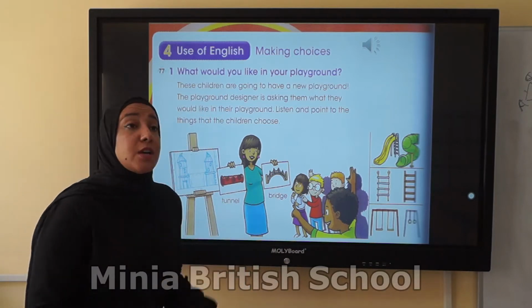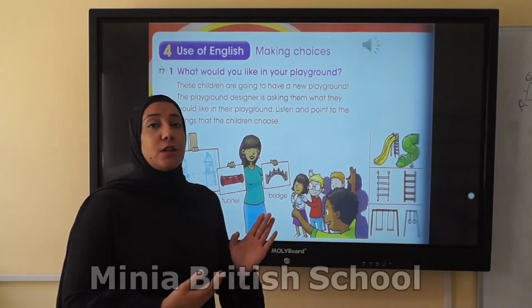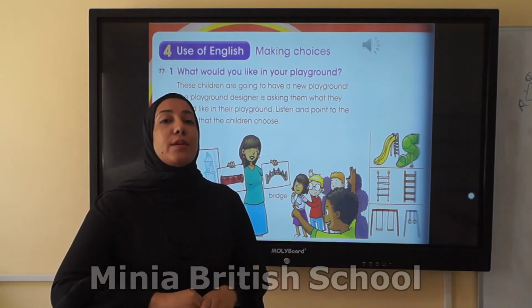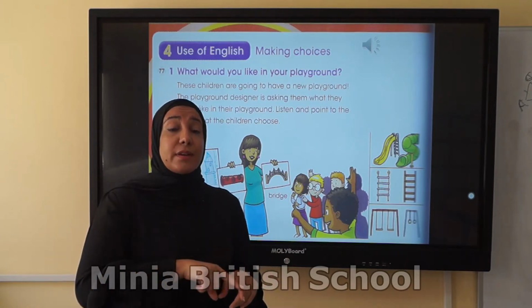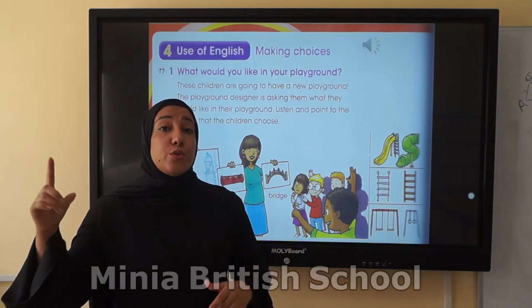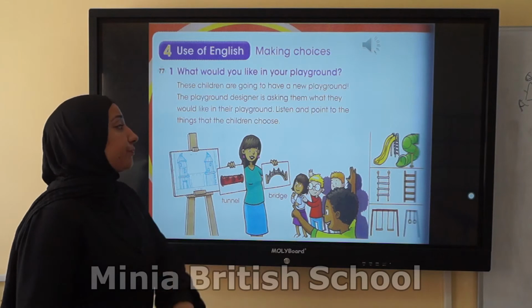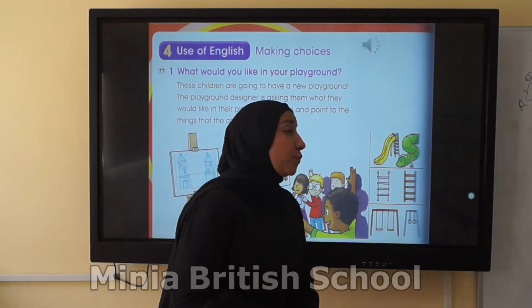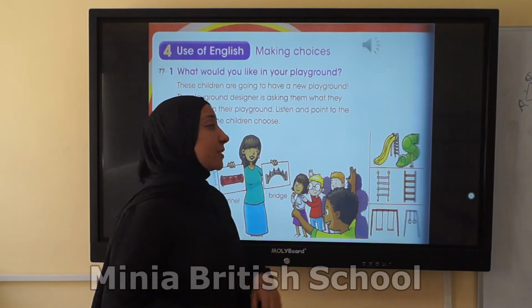Tunnel and bridge. The difference: the tunnel can be under the ground, but the bridge is above land or water. We use it to cross from one side to another side. Okay. Here she made the choice between the straight slide and the curved slide.